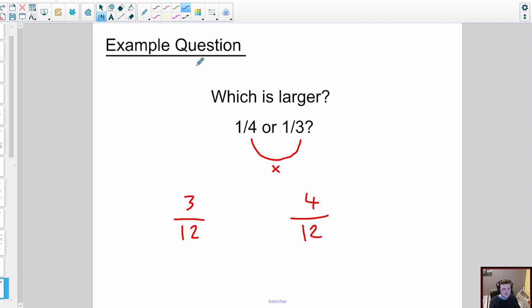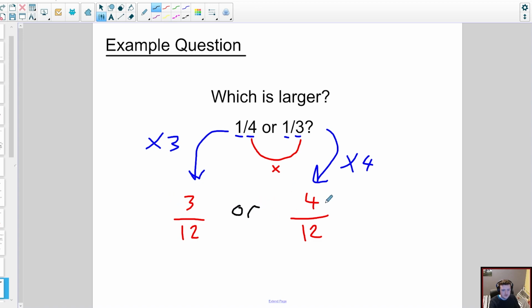Okay, and so let me, in blue, show you what I did to get here. This is times 3. This is times 4. And so I did the same to both numbers, both times 4 and these both times 3. Okay, and we end up with these answers. Now, which one's bigger? 3 out of 12 or 4 out of 12? Well, at this point, we look at the top numbers and see that 4 is bigger. So our answer is 1/3. Again, putting it back in the way that they gave it to us.